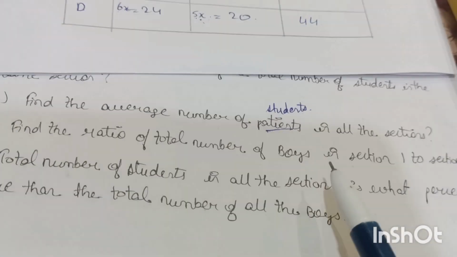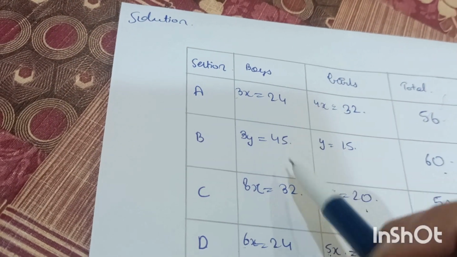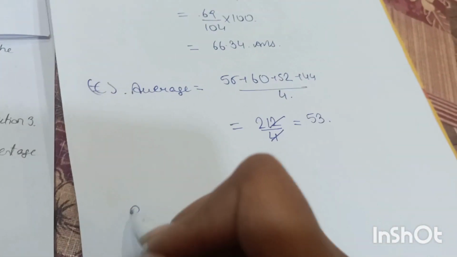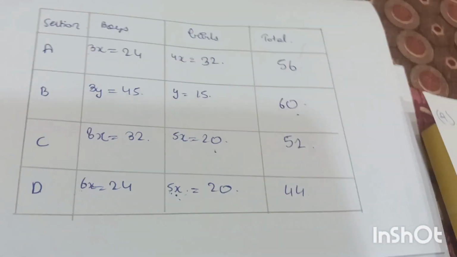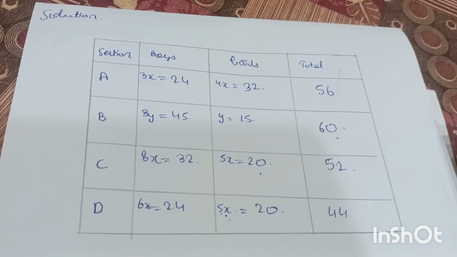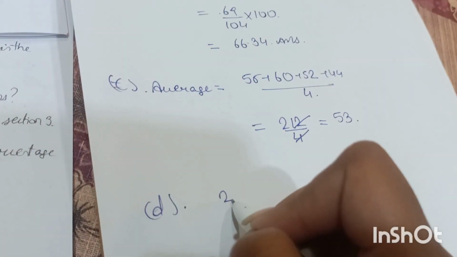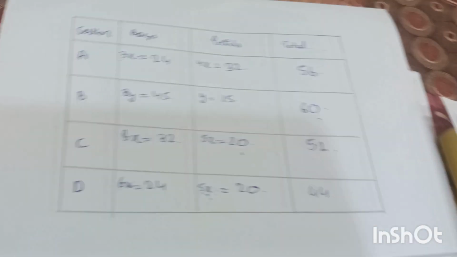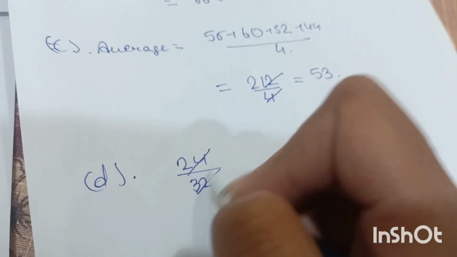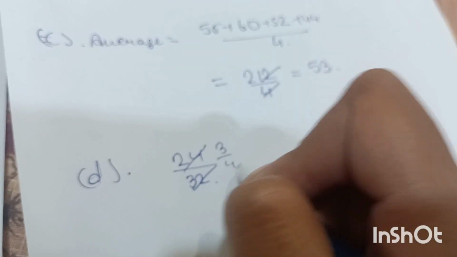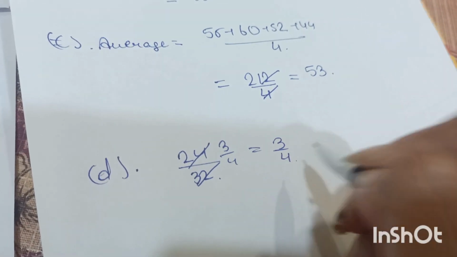Find the ratio for boys in 1 and 3. Boys in 1 and 3. In 1 it is 24. So 24 upon, in 3 it is 32. When you solve it out, you will get 3 upon 4. 3 upon 4. Now for E.